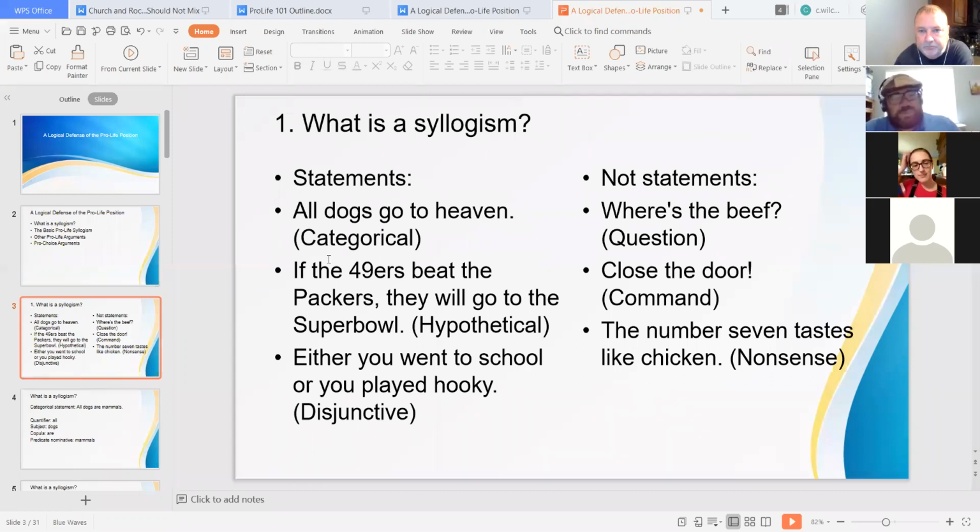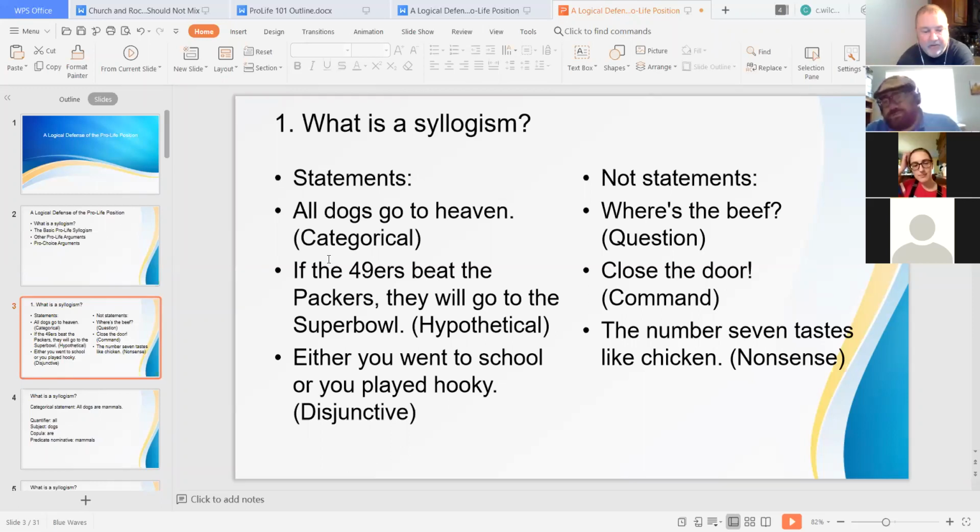So first of all, what is a syllogism? Well, we need to talk about what statements are, because the syllogism is made up of statements. A statement is a sentence with a truth value. In other words, a sentence that is either true or false. So I have various statements here. For example, all dogs go to heaven is what we call a categorical statement. If the 49ers beat the Packers, they will go to the Super Bowl. That's a hypothetical statement. And either you went to school or you played hooky. That's a disjunctive statement.